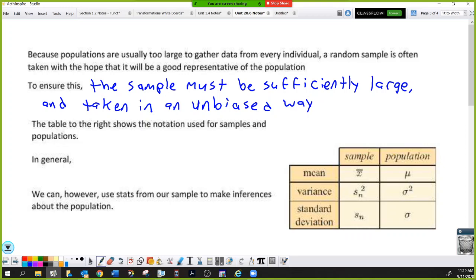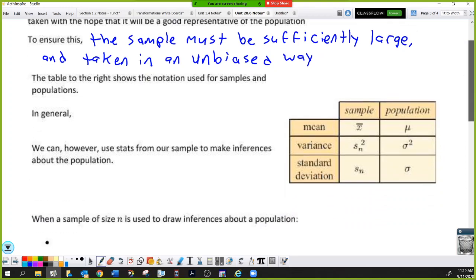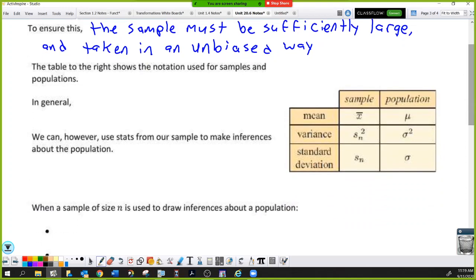Anyway, the table to the right shows the notation that's used for samples and populations, okay? So we've already seen X bar and we've already seen mu. Those are the two symbols that we use for average, for mean. The mean of a sample is X bar, and if you're asked to estimate mu, let's say you find X bar is 7, and the question says hence estimate mu, you would then write mu equals 7, because X bar is the best estimation that you have for mu.